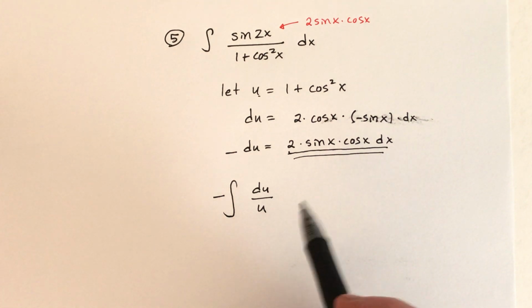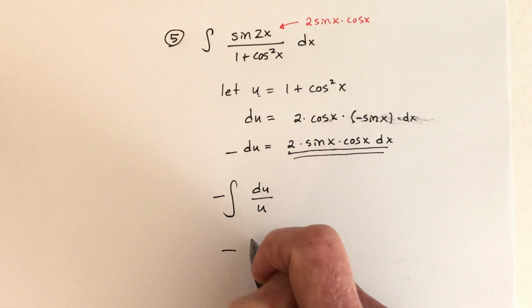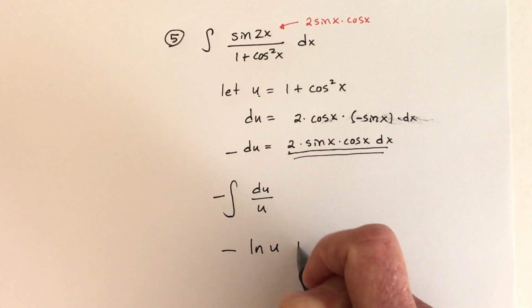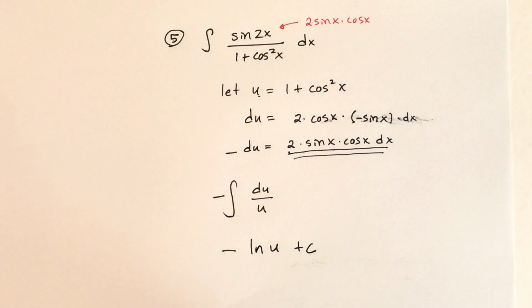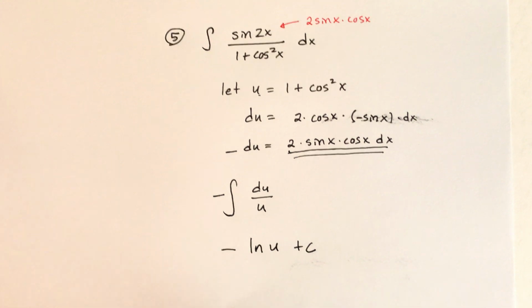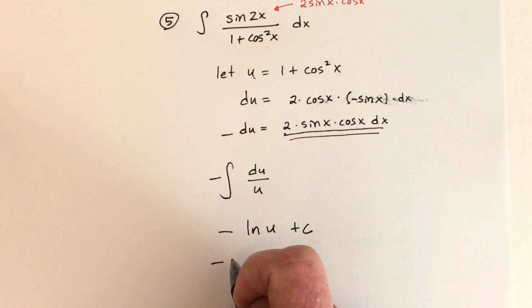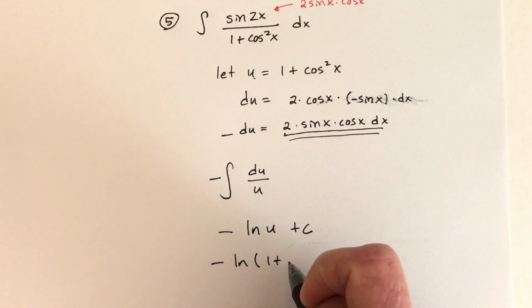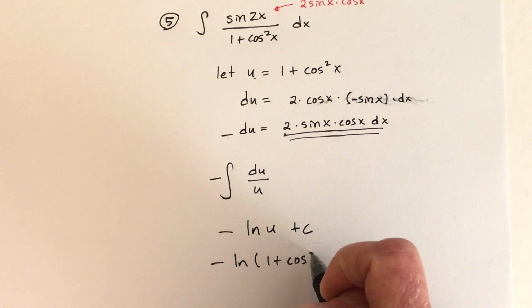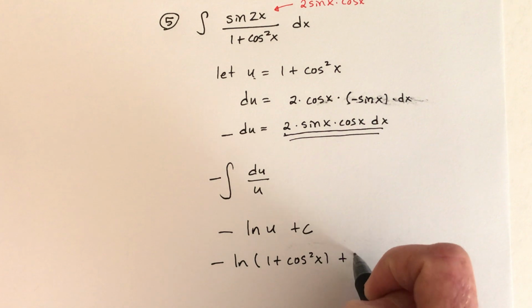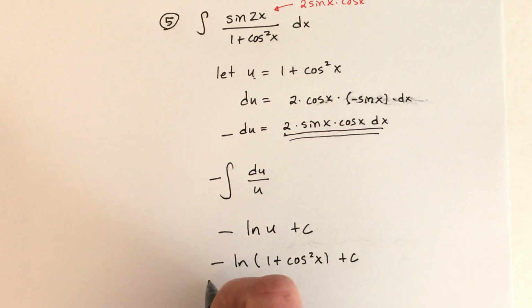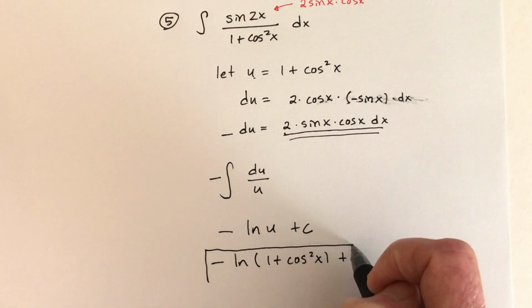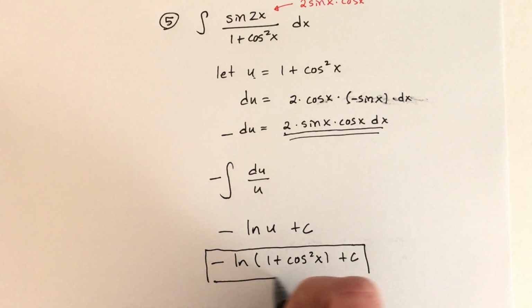And then this is just like 1 over u, so that means that the answer is natural log of u plus a constant. And, like always, replace the u with 1 plus the cosine squared. And then plus c. And then this one is so lovely, I'm even going to make a nice box around it.